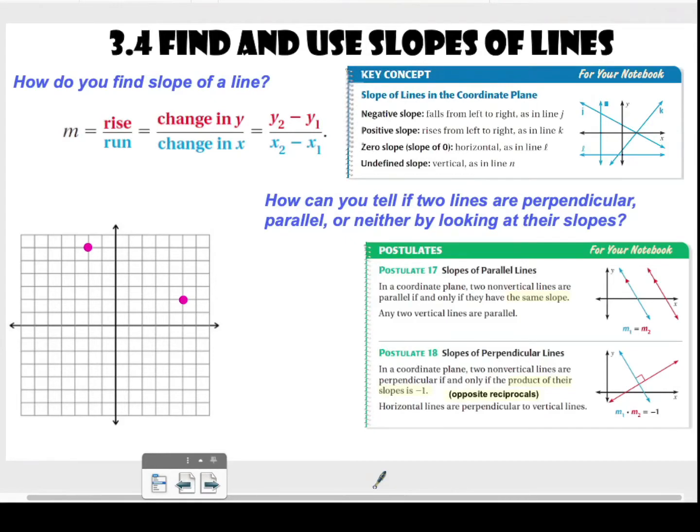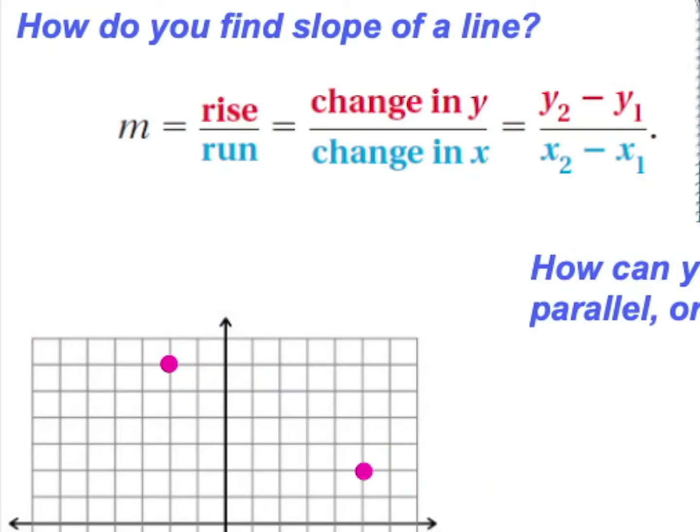A little algebra throwback lesson today, find and use slopes of lines. Let's just review. How do you find the slope of a line? We remember that slope is rise over run. Rise is the y's, it even rhymes, and run is the x, since that's horizontal on our graphs.